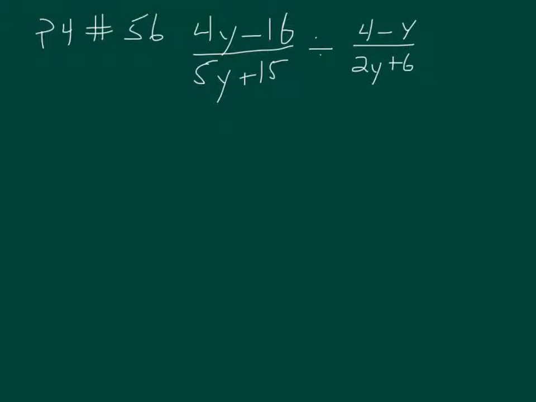P4 number 56, take 2. This has (4y minus 16) over (5y plus 15) divided by (4 minus y) over (2y plus 6).